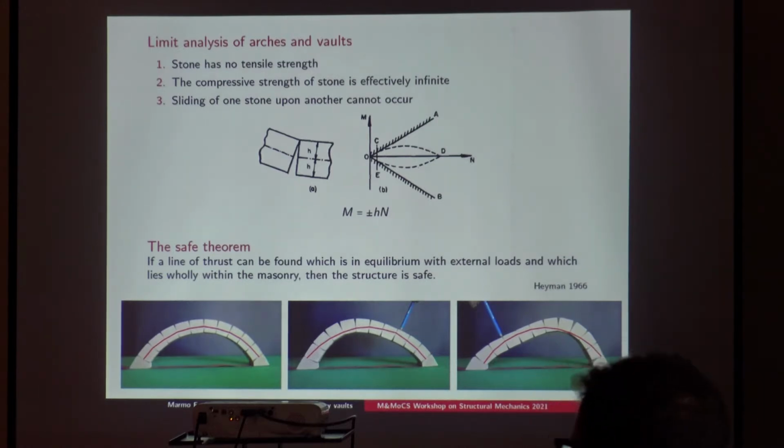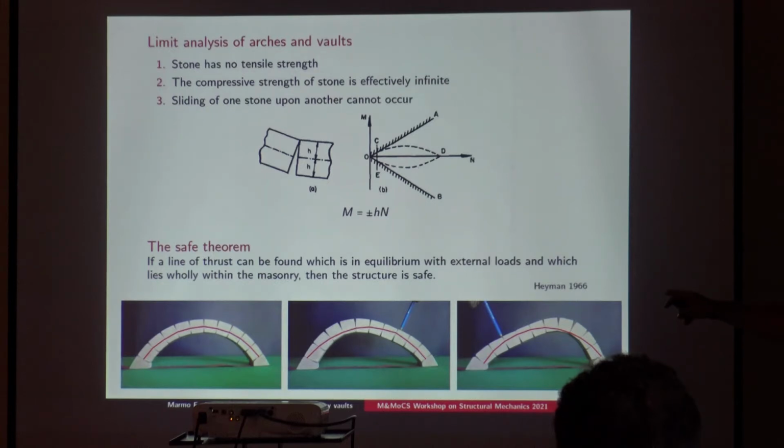And so based on this hypothesis, Heyman formulated the safe theorem for the structural analysis of vaults that says that if we are able to find a thrust line fully contained within the thickness of the vault, then the vault is safe, or arch, of course. And this is a small demonstration of this concept.